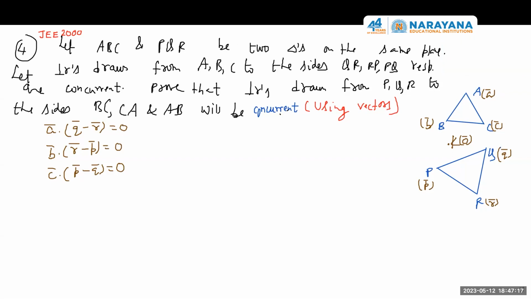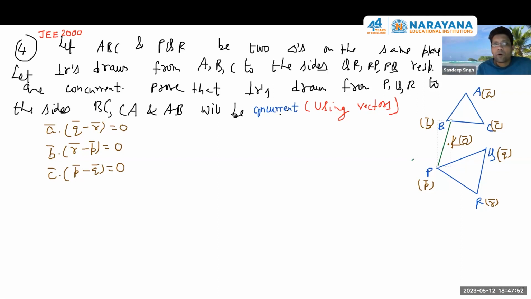Yes, sir. And the next thing you have to do: instead of proving that the perpendiculars drawn from P, Q, R to these sides are concurrent, you first draw a perpendicular from P to BC. Correct? So let me draw this perpendicular for you. Suppose I have drawn this perpendicular from P to BC. Let me use another color. P to BC like this.